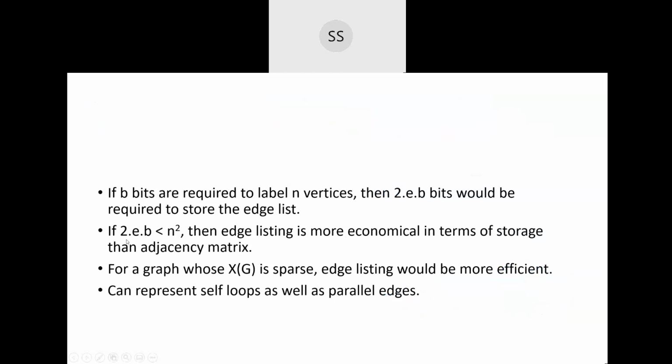Now next it is saying that 2 into e into b is less than n squared. If you have n as 4, then n squared is obviously 16. And here in this example, I have 2 into e into b, which is equal to 8. So in this condition, 8 is less than 16.